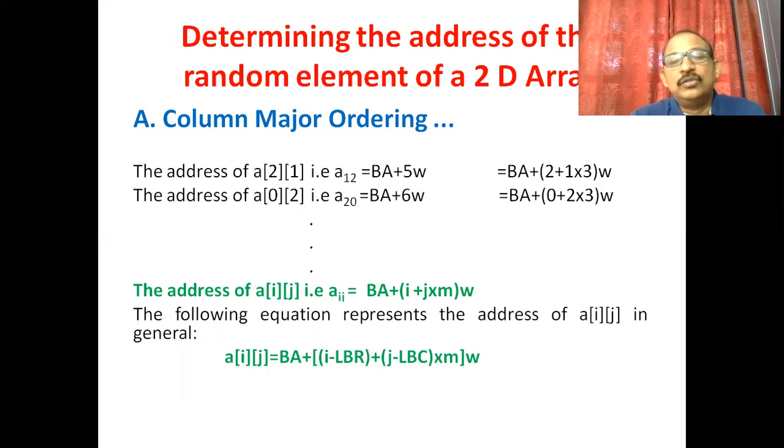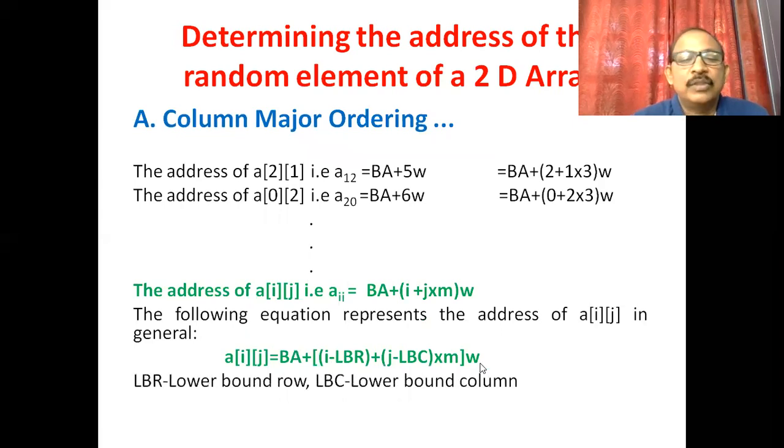These are the general equations of any element in a two-dimensional array. BA plus I minus LBR plus J minus LBC into M into W. What is the LBR? It is the lower bound of row. LBC is the lower bound of column.